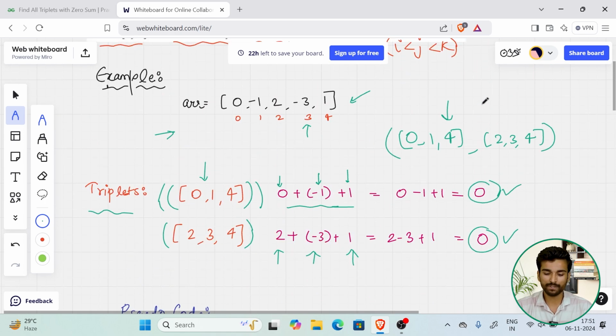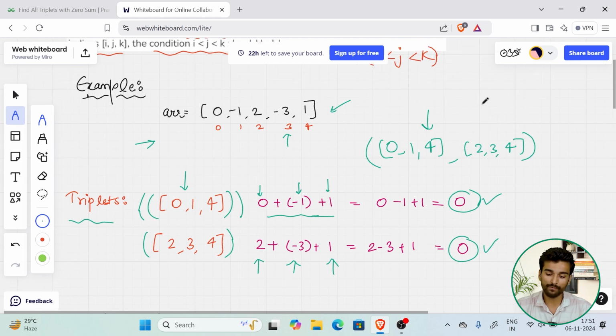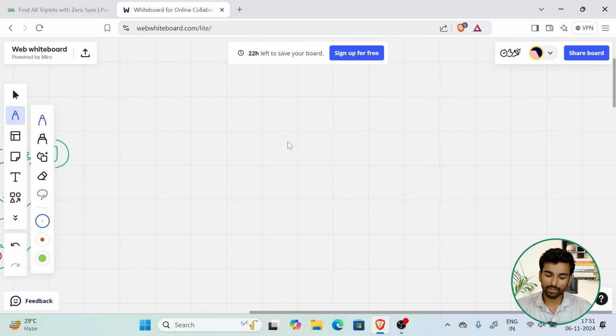So the brute force approach is very simple. What we can do is use three for loops, because if I use three for loops, then I will be able to generate all the possible indices i, j, k. That will be the first approach, or what we can call the brute force approach. Let's see what the pseudocode is.